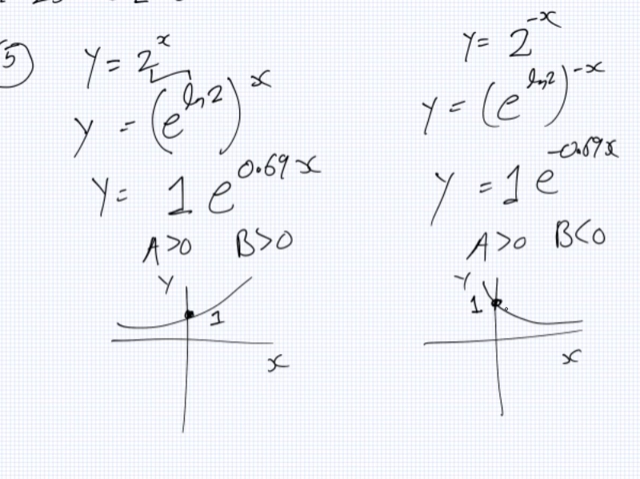The 1 here is because of the 1 here, which is a plus. The minus here changes the shape. So this minus makes it go down, whereas this plus here makes it go up.